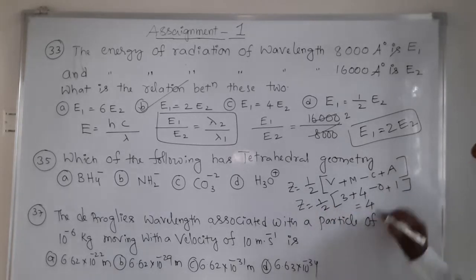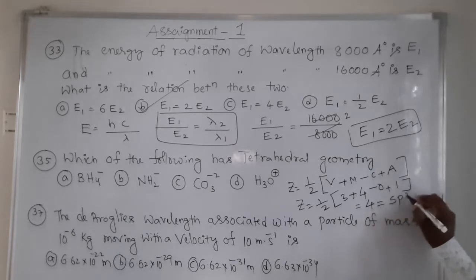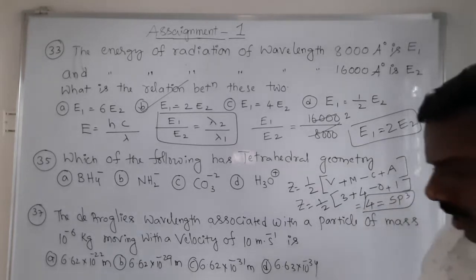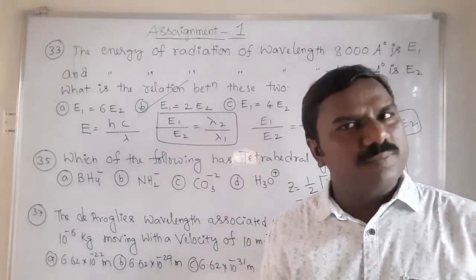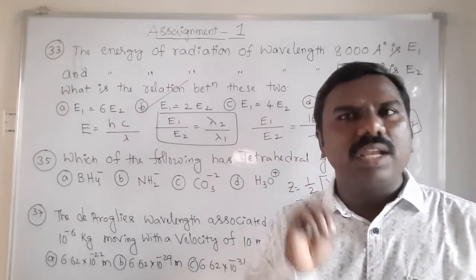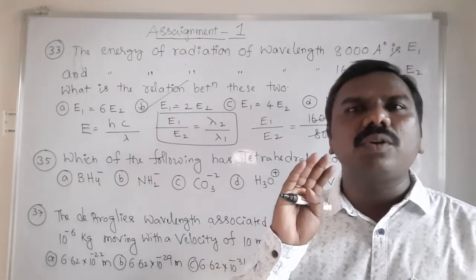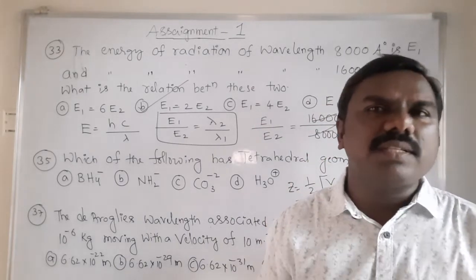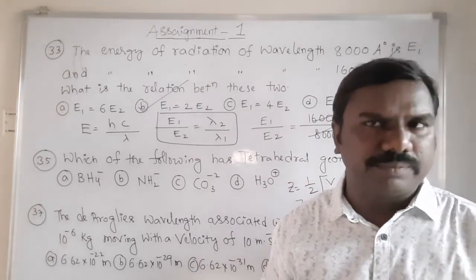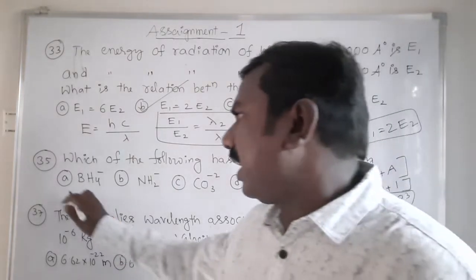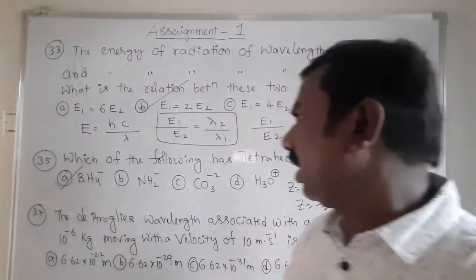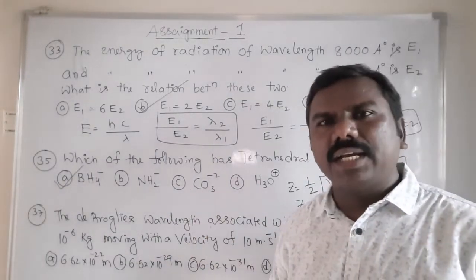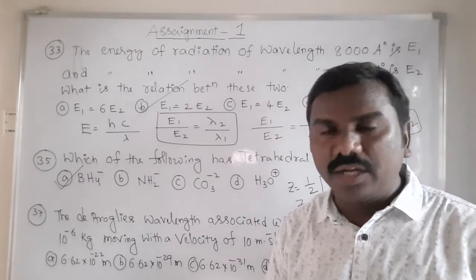8 into half, 4 means sp3, students. 4 means Z sp3. If Z is equal to 2, sp. Z is equal to 3, sp2. Z is equal to 4, sp3. Like that you have to decide. sp3 is there, that is tetrahedral. That's why the right answer is option A. You verify the remaining also. You won't get a tetrahedral shape.